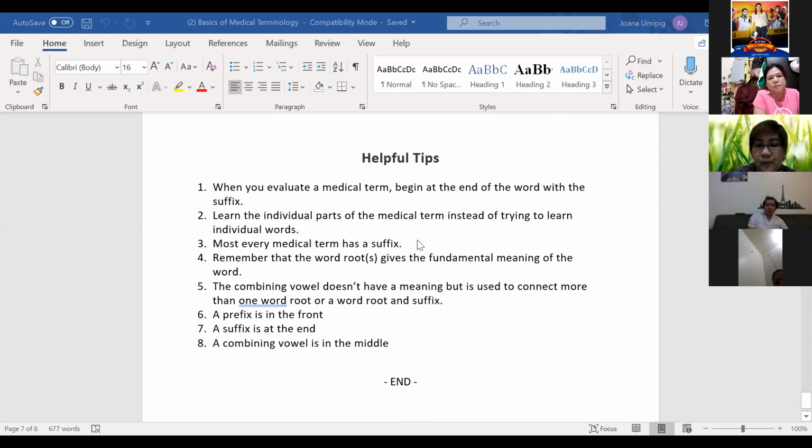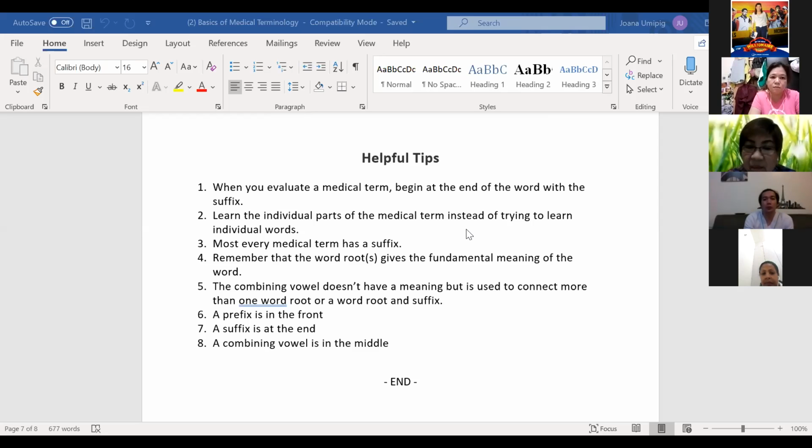Okay, there are helpful tips. When you evaluate a medical term, like hypovolemia, you have to begin at the end of the word with the suffix. Learn the individual parts of the medical term instead of trying to learn individual words. Most every medical term has a suffix, most.